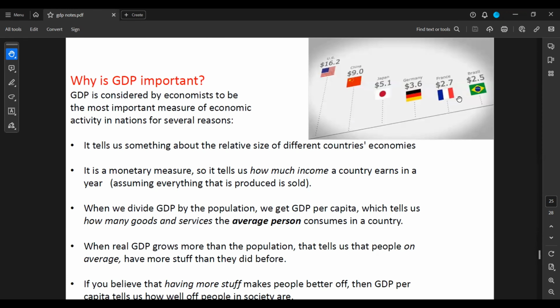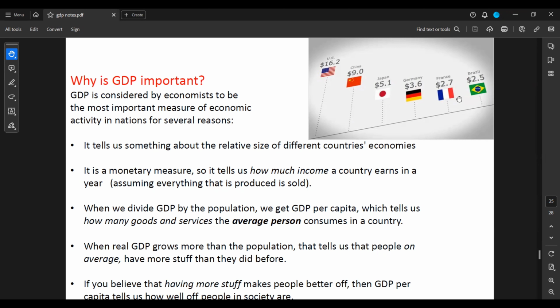Why is GDP important? GDP is considered by economists to be the most important measure of economic activity in nations for several reasons. It tells us something about the relative size of different countries' economies. It is a monetary measure, so it tells us how much income a country earns in a year. Everything that is produced is sold. When we divide GDP by the population, we get GDP per capita, which tells us how many goods and services the average person consumes in a country.